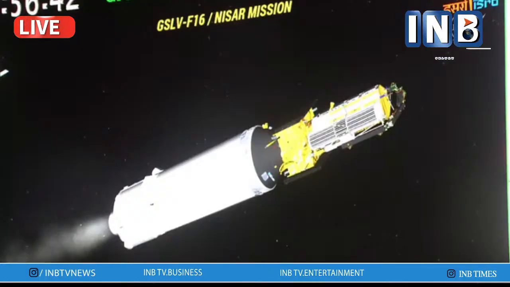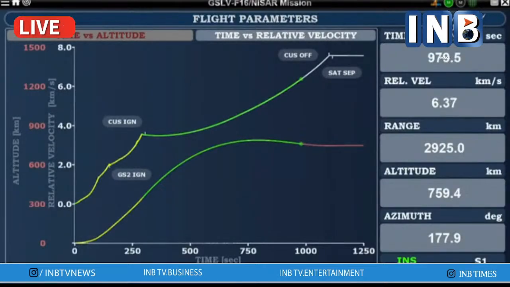We are 16 minutes 15 seconds past the launch. Now the cryogenic upper stage is currently thrusting. The vehicle trajectory correctly follows the prediction. Cryo stage performance normal.